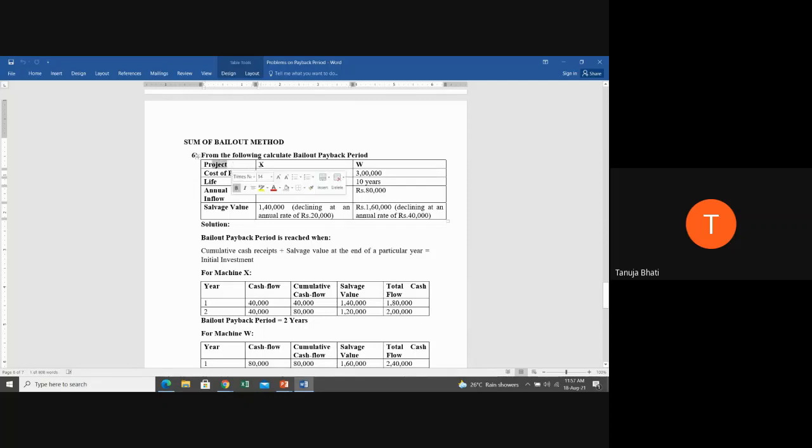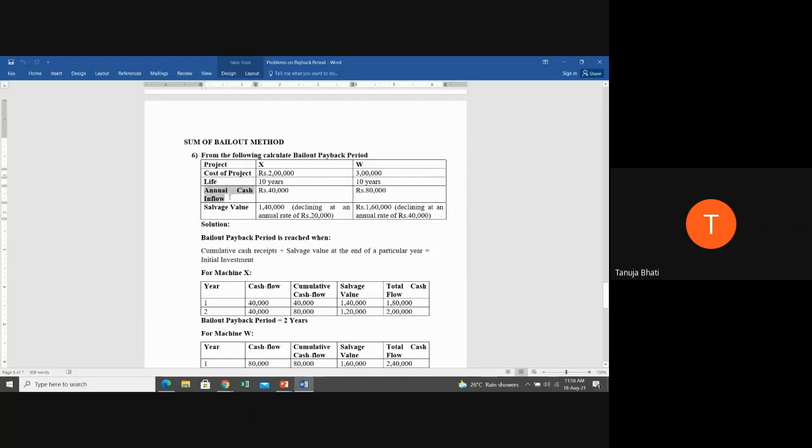There are two projects, students, project X and project W. Okay. The cost of the project for project X. When I say cost of the project, can anyone tell me what is the meaning of cost of the project? Cash outflow, very good. Initial investment, any terminology you can use. Next, the entire life of the project is 10 years for X and W both.